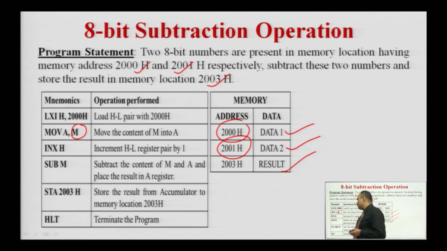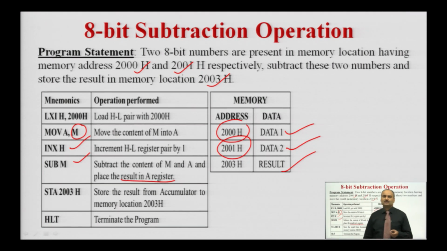After that we use the instruction INX H. It will increment the content of the HL register pair by 1 to point to the next memory location where data 2 is present. With the help of the instruction SUB M, this instruction will subtract the content of memory from the content of the accumulator and place the result into the accumulator.